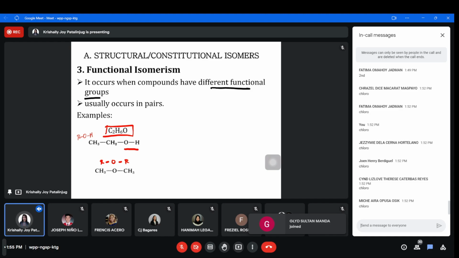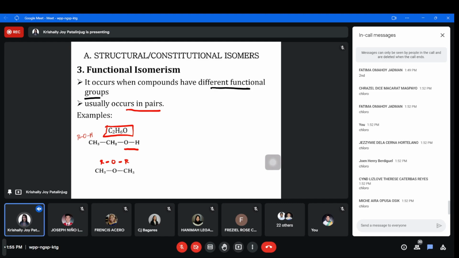Okay? So you will observe same formula, C2H6O, C2H6O, but when you draw the structure, magkaiba yung functional group present. Okay? Kumbaga, dalawang functional group ang pwede nating ma-obtain out of that formula, C2H6O. You could obtain an alcohol or an ether. That's why may nakalagay dito sa functional isomerism definition, they usually occur in pairs.